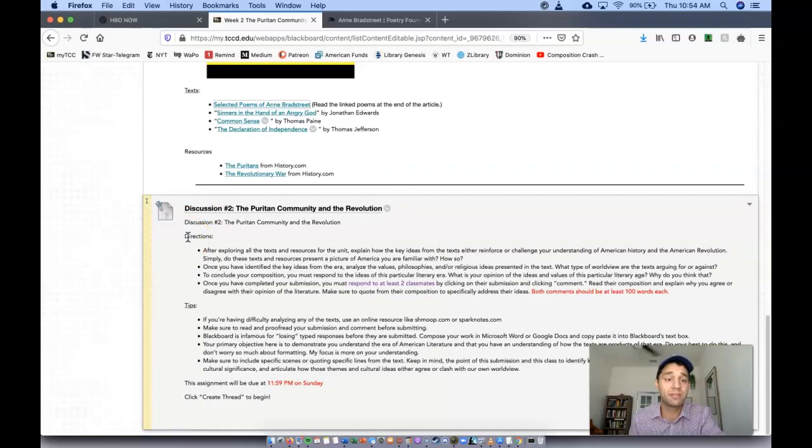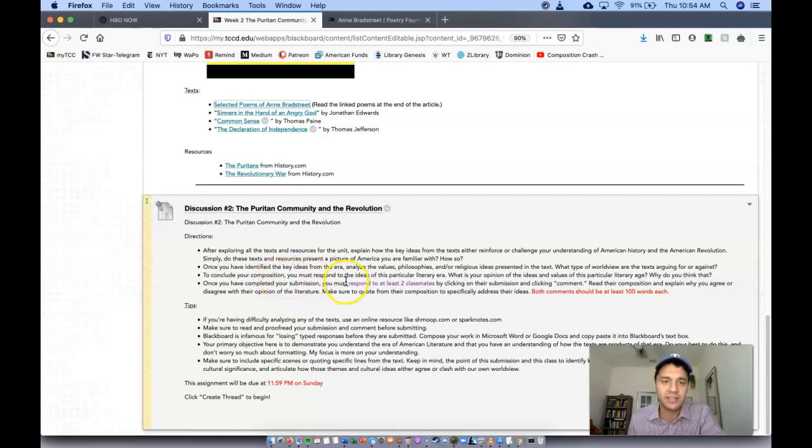So your discussion board is very, very similar. After exploring the text and resources for the unit, explain how the key ideas from the text either reinforce or challenge your understanding of American history and the American Revolution. Simply, do these texts and resources present a picture of America you are familiar with? How so? And if not, how is it nuanced or how has it changed? You all did a good job in terms of the submissions thus far.